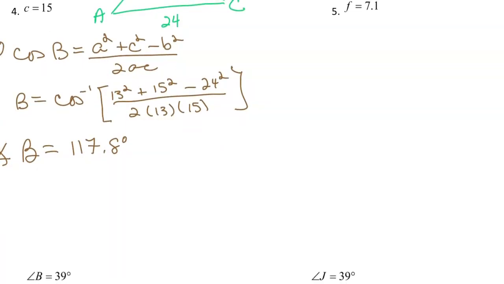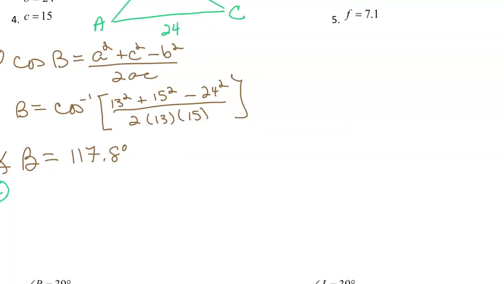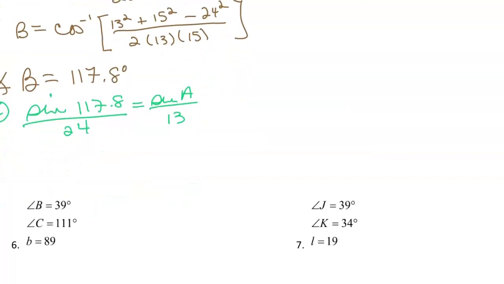What I'm going to do is switch over to law of sines and use it to find the smallest angle, which is angle A. Take your angle that you just figured out, 117.8, over its partner, 24, equals sine of angle A, which is the smallest, over the smallest side, which is 13. Doing your cross products, you should see that you're going to get an angle of 28.6. Maybe I will write this out because it's important that you understand how I'm doing this. I did 13 times the sine of 117.8 equals sine A times 24, because a lot of you don't do this part correctly.